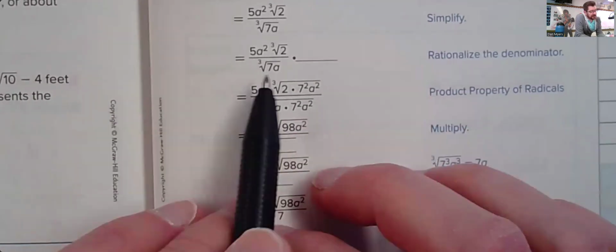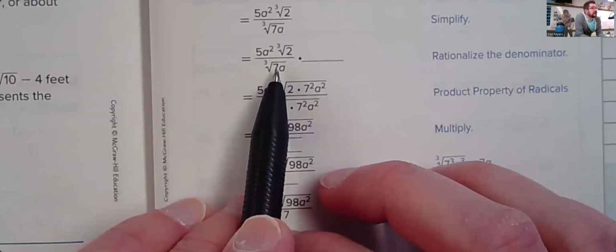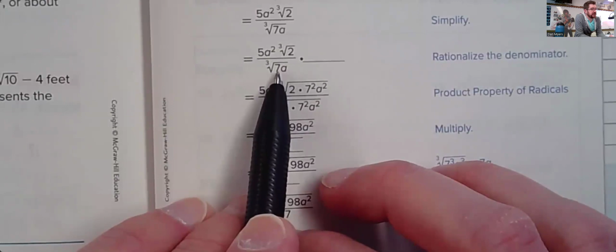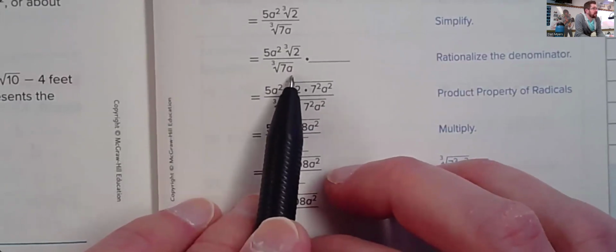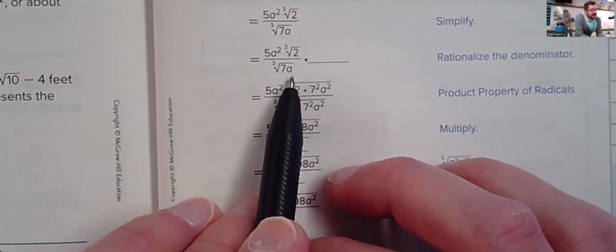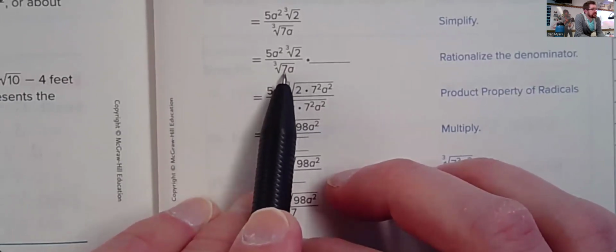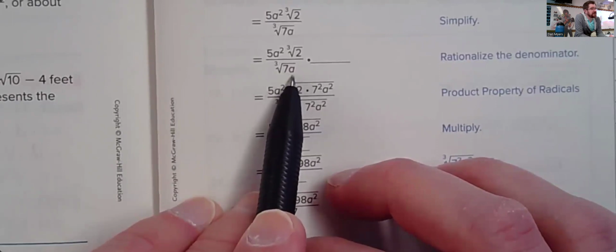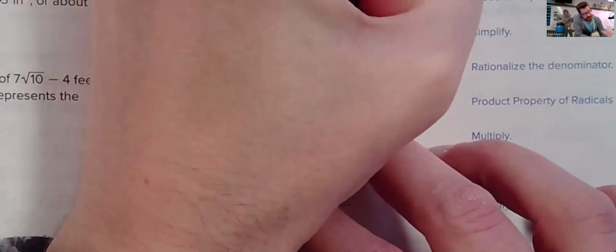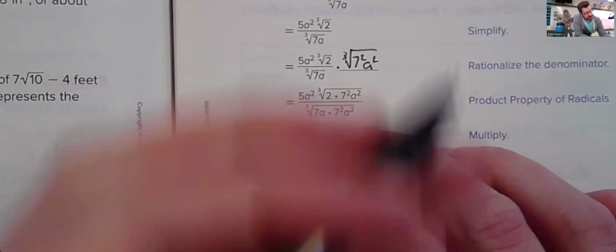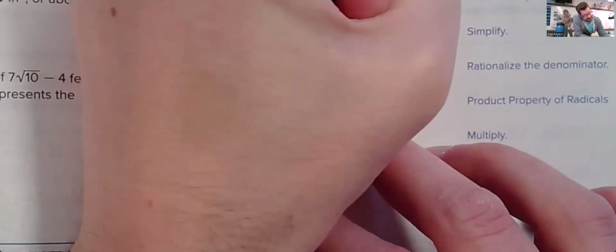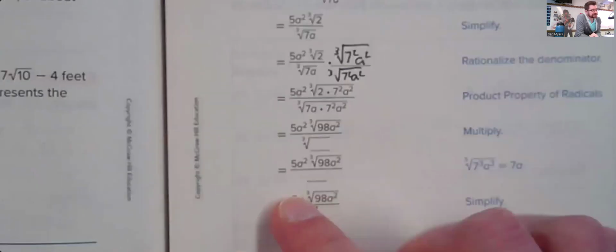7 here technically has an exponent of what? What would the exponent of just 7 be? 1. What would the exponent of just a be? 1. We need to have an exponent of what in order to cancel out with the index? 3. How many more factors of 7 do we need? 2. How many more factors of a do we need? 2. So the numerator and denominator will be multiplied by the cube root of 7 squared a squared.